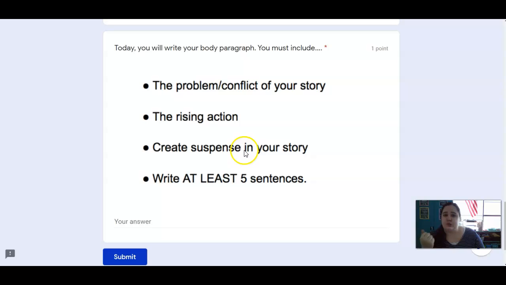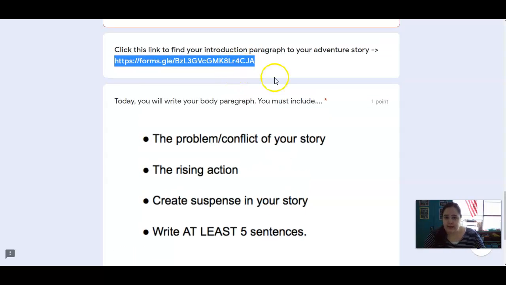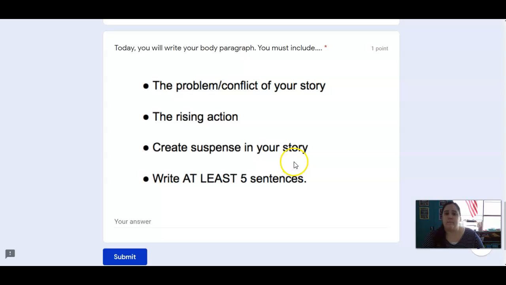Create suspense in your story. You really want to make readers be wanting to continue to read. So build some suspense in there. Make it interesting. Use those details to do that. So go back to your introduction, reread it, and then you're going to start to write your 5-sentence body paragraph. It can be more than 5. It cannot be less than 5.